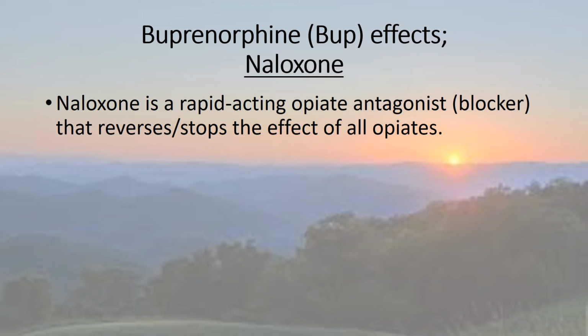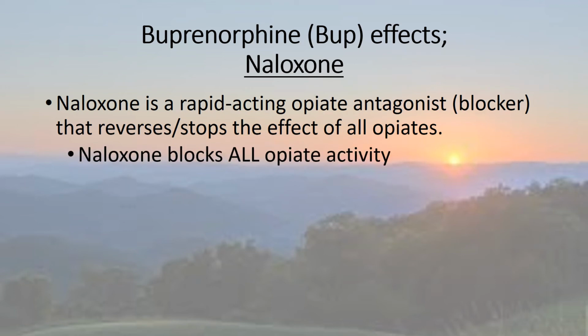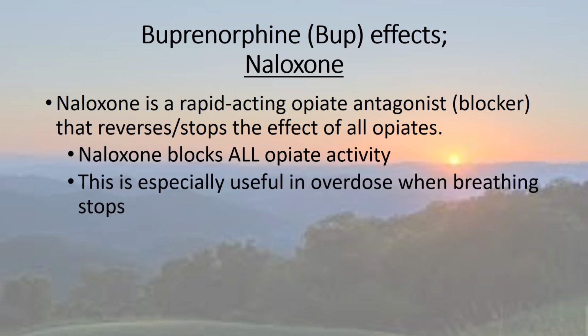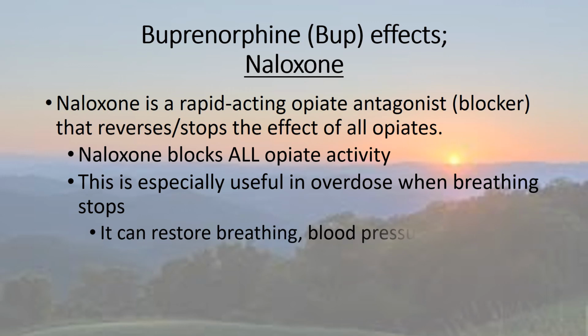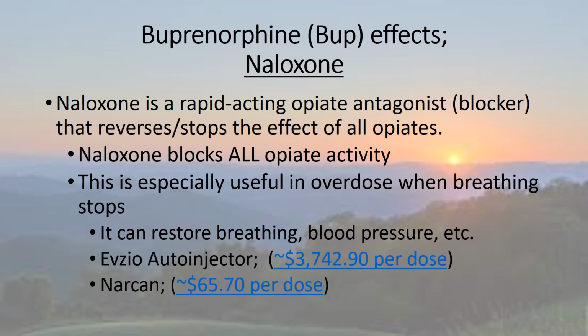The Evzio autoinjector is available at about $3,742 per dose. Narcan in a vial would be available for about $65 a dose. The Evzio injector, however, is available on a compassionate use protocol. Most insurances will pick up the tab, and there are a variety of different programs by the company that makes this medication to make it available at a much lower cost.